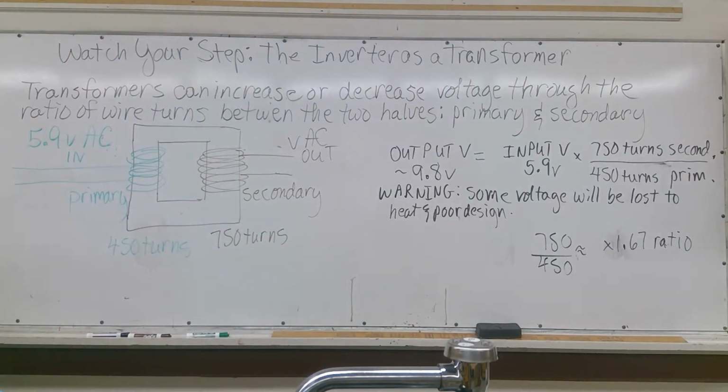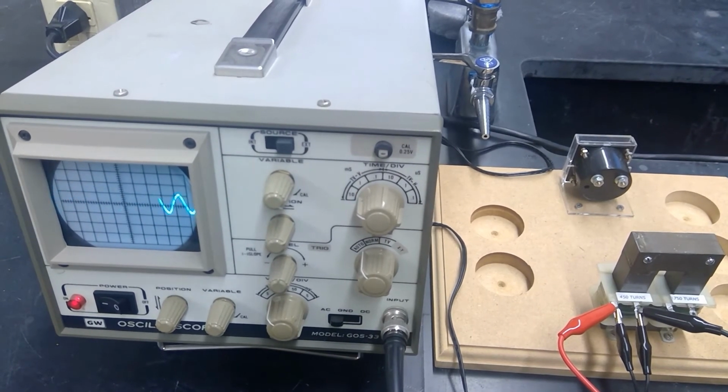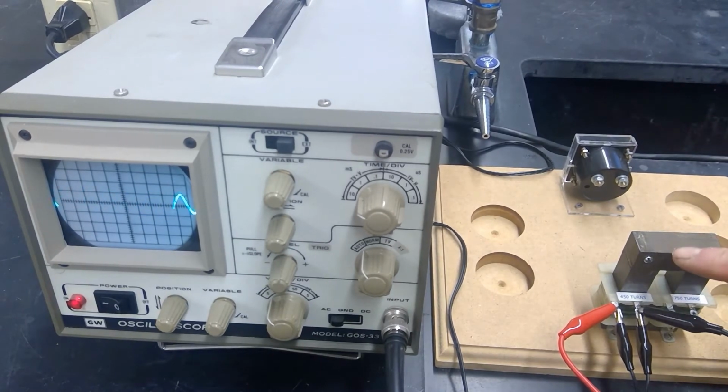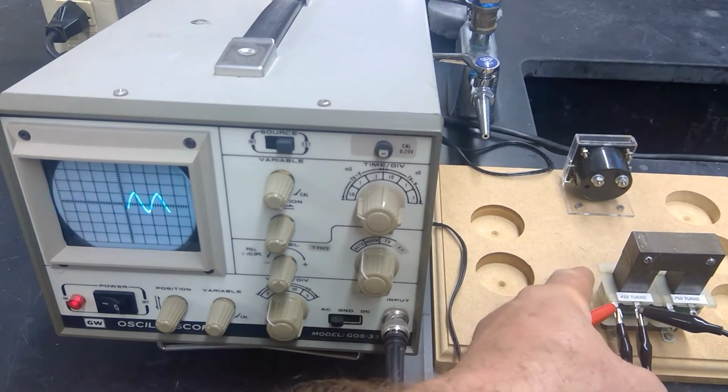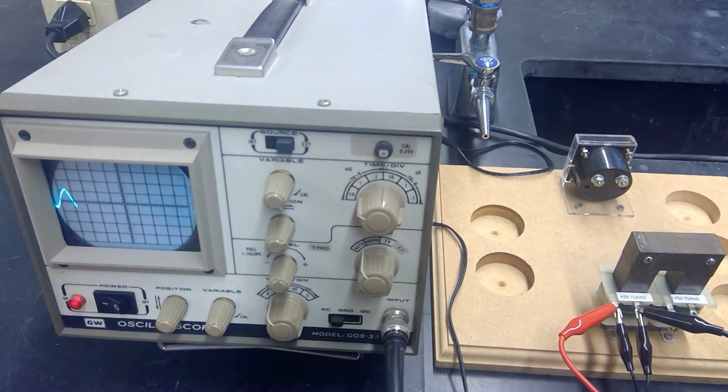So let's take a look at what happens when we experiment with this voltage source on the input and we have a transformer with these ratios of turns between the secondary and the primary. So what we have here is our transformer. As we can see, this is an iron core with a primary coil of wires that has 450 turns and a secondary coil that has 750 turns.